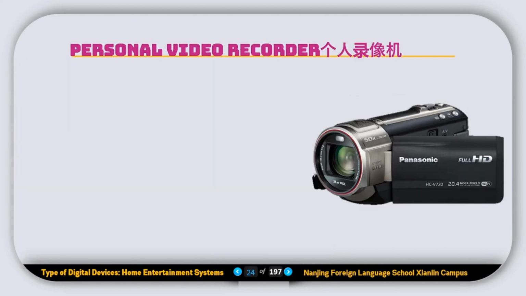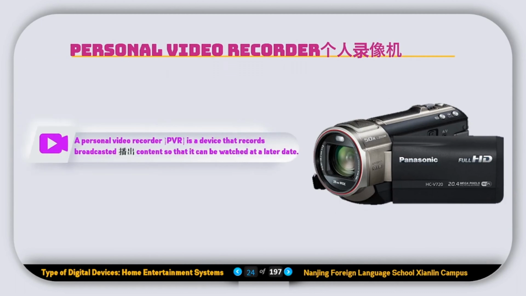Next one is the personal video recorder. Personal video recorder, or PVR. A personal video recorder is a device that records broadcast content that can be watched at a later date.